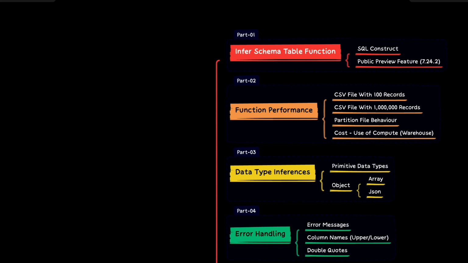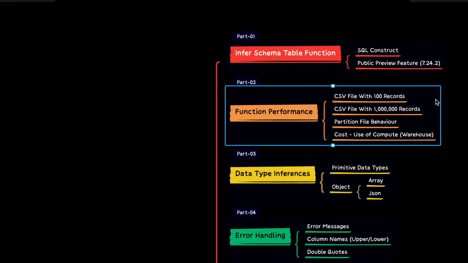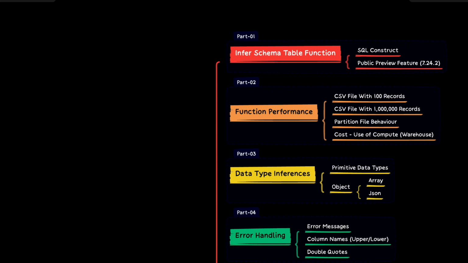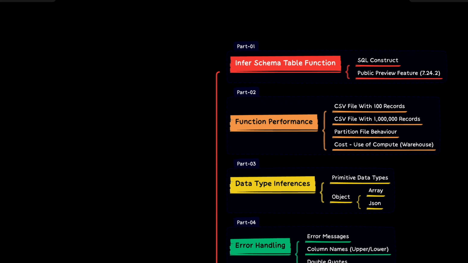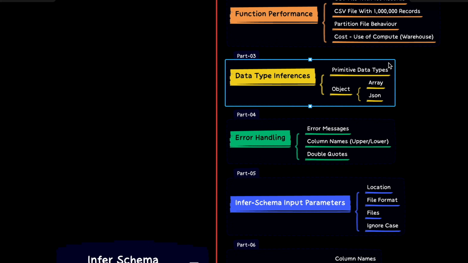Let's explore the topics we will cover and the skills we will practice in this video tutorial. Part 1 of this video will discuss the SQL construct of the infer schema table function. Second part of this video will showcase how this function performs with various file sizes. Does it take the same time for 100 records versus 1 million records? In the third part of this video, the focus will be on data type inferences, specifically whether this function can infer array and variant data types.